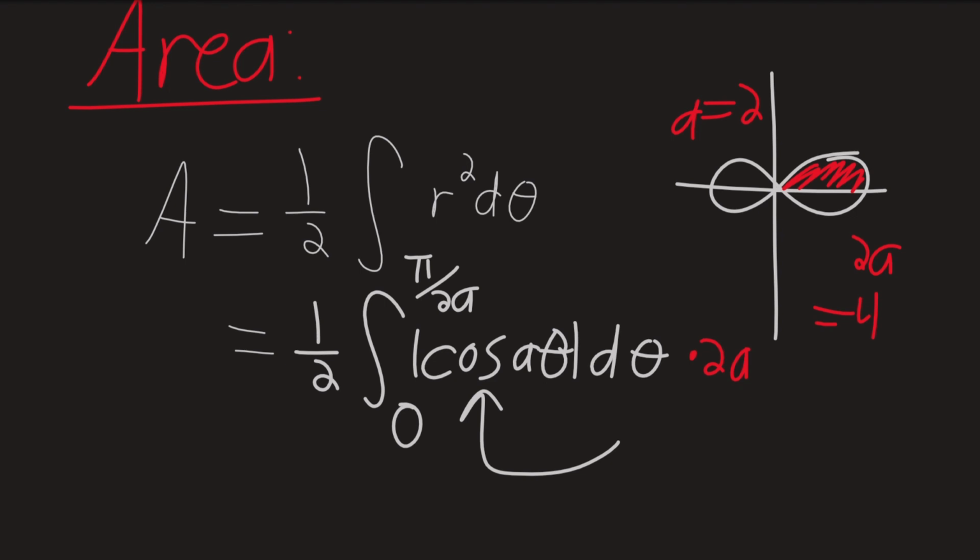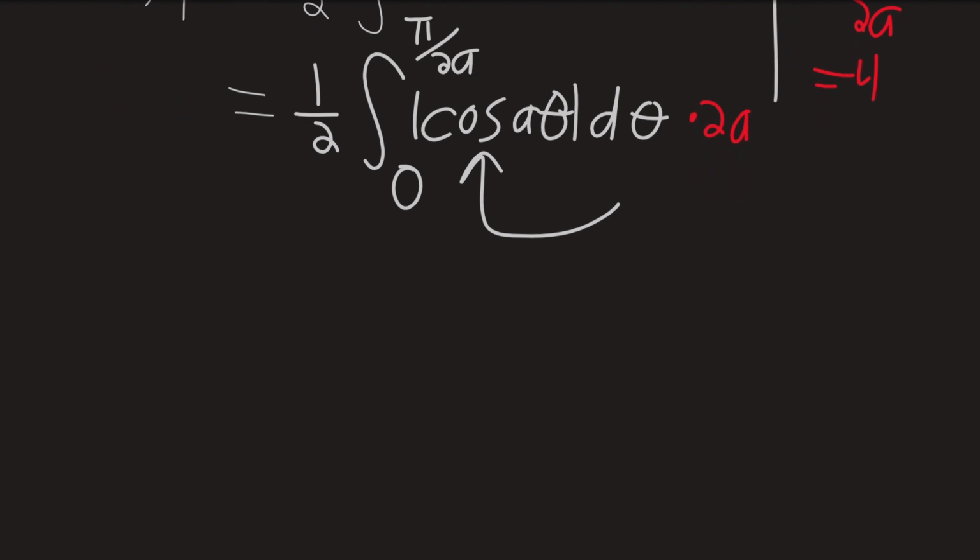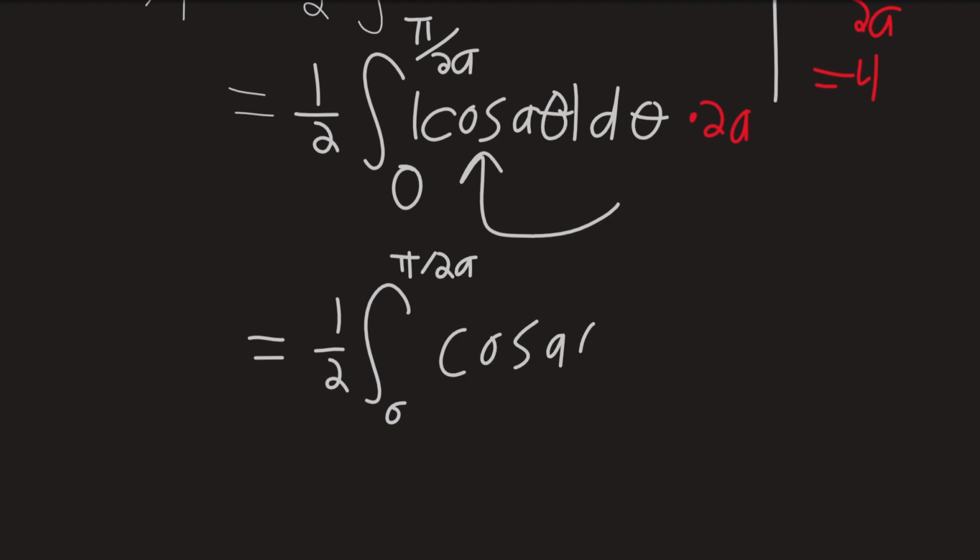So, with that having been said, let's get calculating this area. It's really not that bad of an integral. So we're just integrating now from 0 to pi over 2a, pardon me, of cosine of a theta d theta, and I'll just put this 2a here, and these are going to cancel. And what we're left with, this really isn't that bad of an integral. This might be the easiest integral on the channel so far, actually.